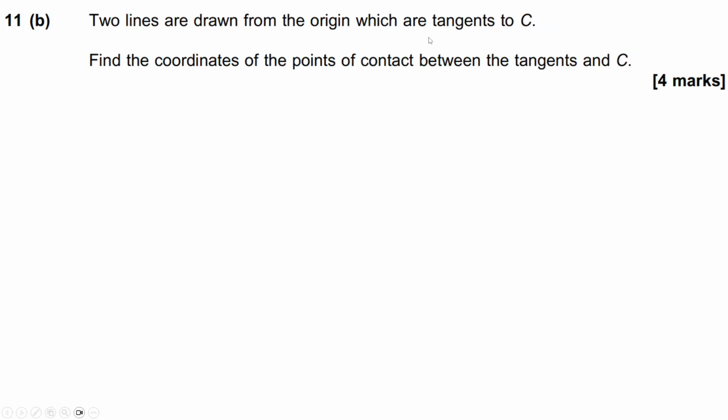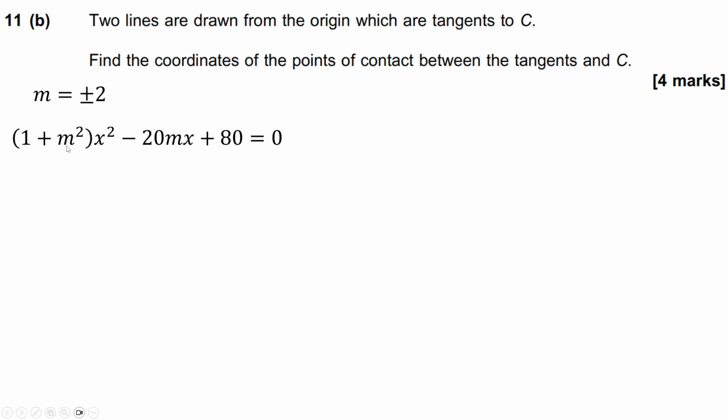Two lines are drawn from the origin, which are tangents to C, the curve C. Find the coordinates of the points of contact between the tangents and C. So we said that m equals 2 or m equals minus 2, and we have that equation for the circle there. Now let's check first of all where m equals 2.